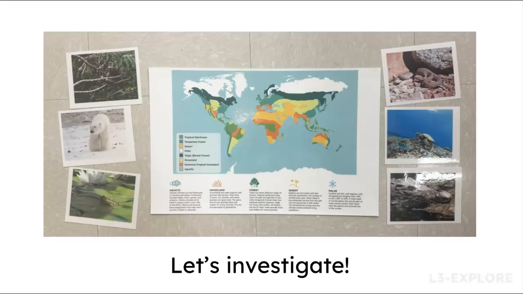You'll put students into groups and pass out a set of adaptation cards and a biome map to each group. You'll have students identify the animal on each card and any adaptations it has to live in its habitat. Students will place each animal card on the biome map where they think it lives and provide evidence to support their claim.